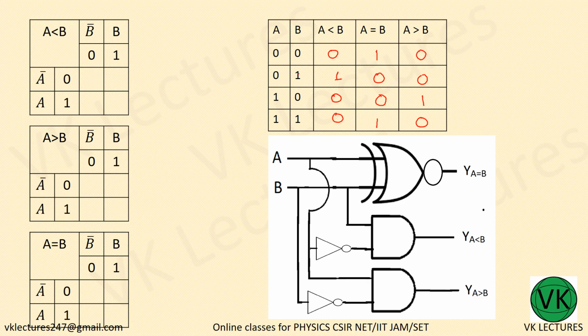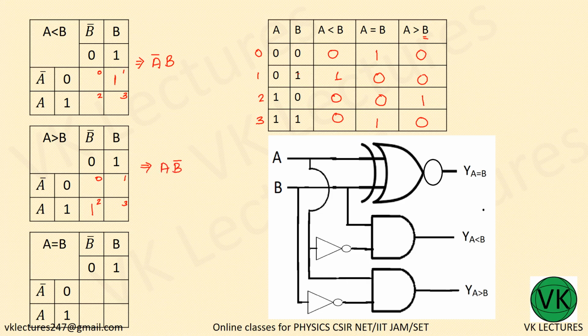Now these are 0, 1, 2 and 3. So here a less than b is only for here, 1. In this case a less than b. So what is the a less than b output? Output will be a bar b. A greater than b is here, where 2. 0, 1, 2, 3. 2 is here, that is a b bar. So this corresponds to a b bar.